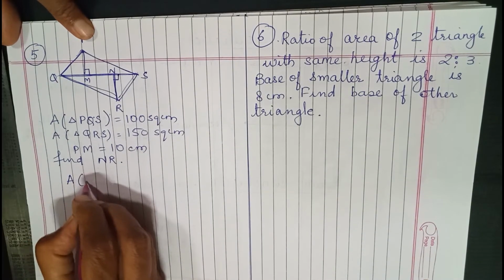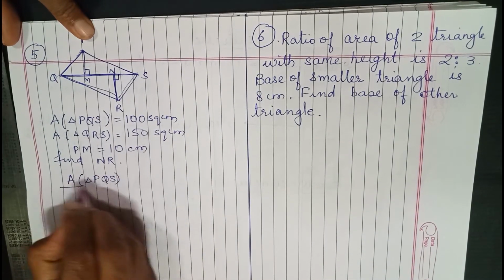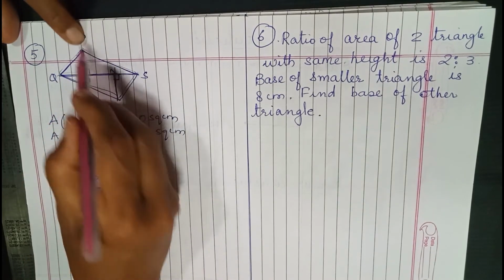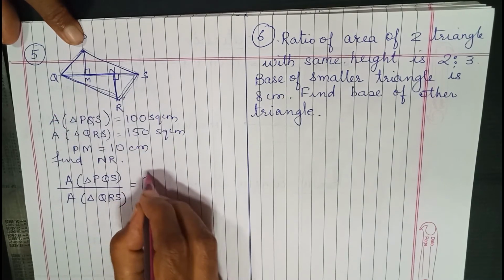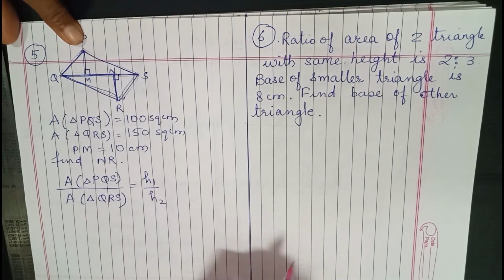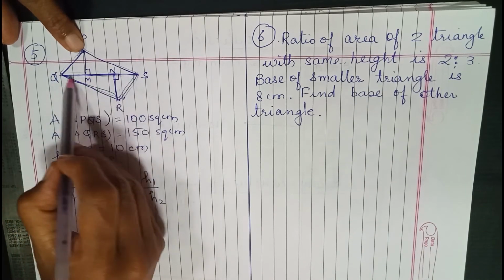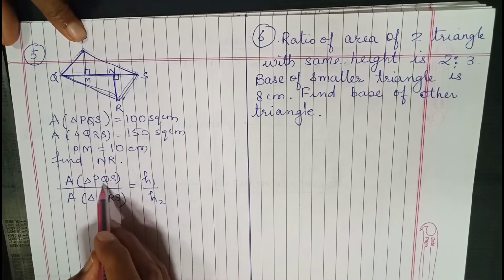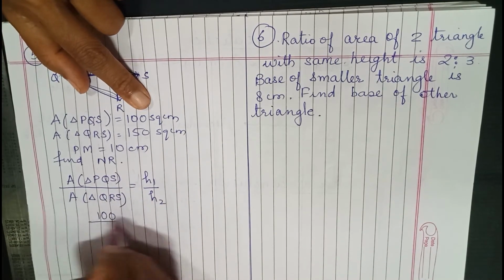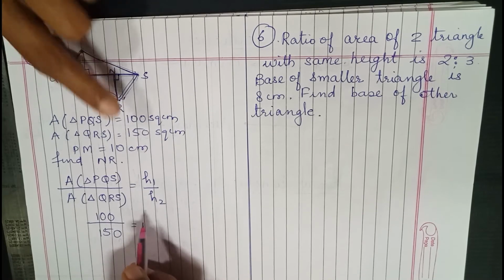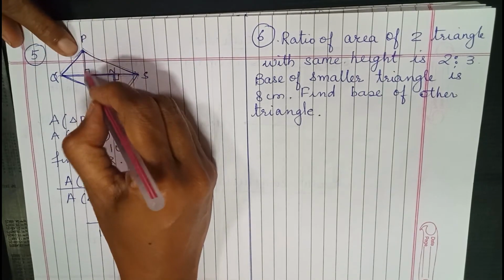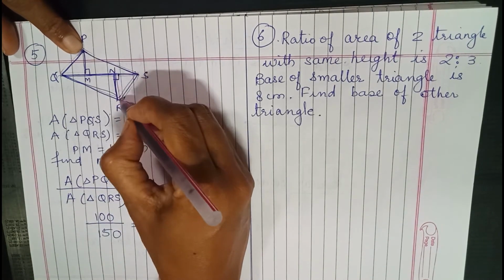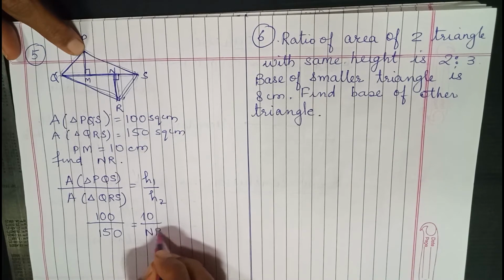So let's first write out the formula. Area of triangle PQS upon area of triangle QRS, that is, area of this triangle upon area of this triangle, will be nothing but H1 upon H2. Why H1 upon H2? Because it has a common base, so we will not be writing B1 and B2 here. Now let's substitute the values. Area of triangle PQS is given 100, QRS is given 150, and H1 is the height of the first triangle, which is PM. PM is given 10, and H2 is the height of the second triangle, which is NR. We have to find it out.